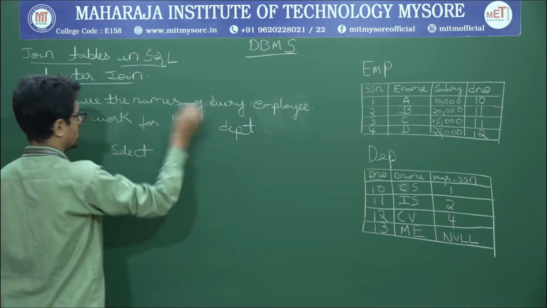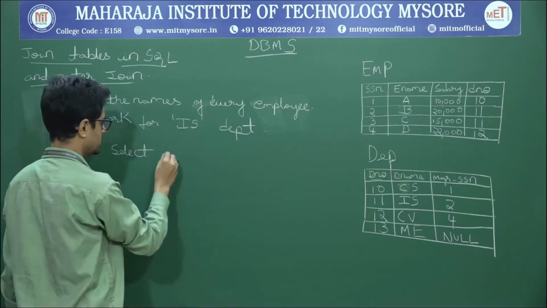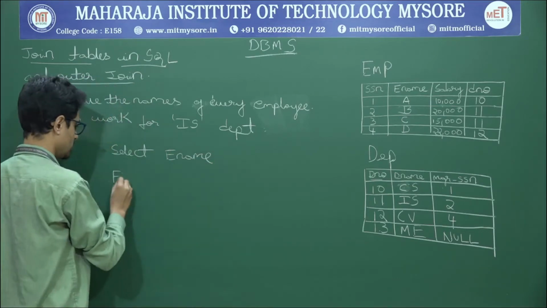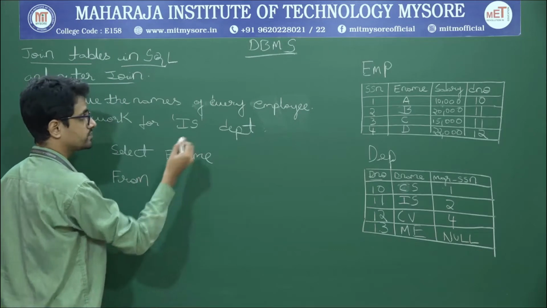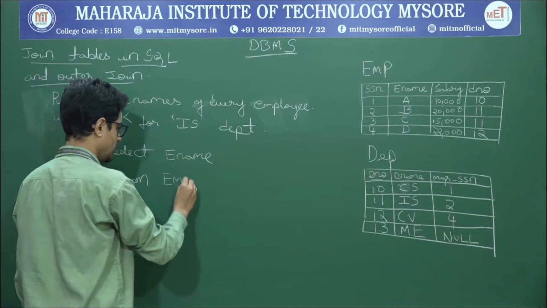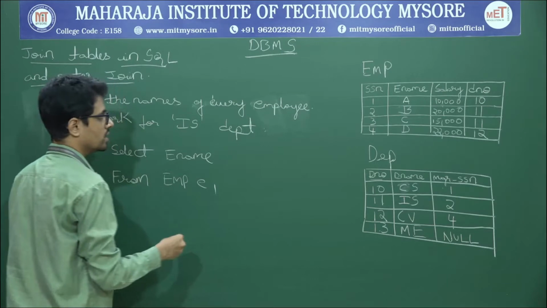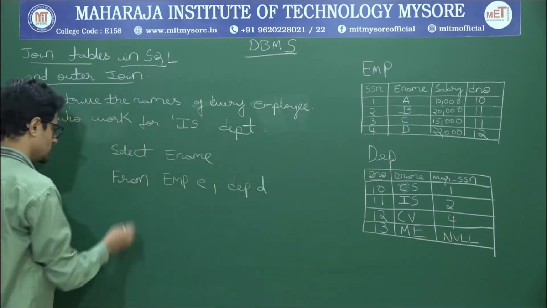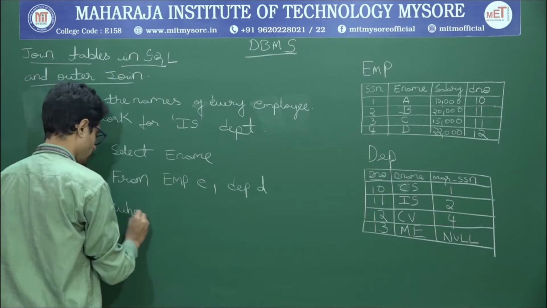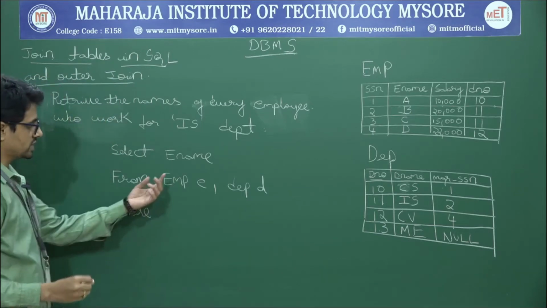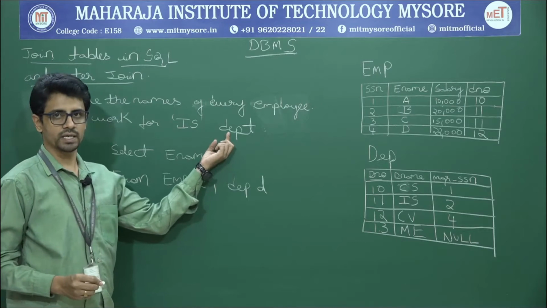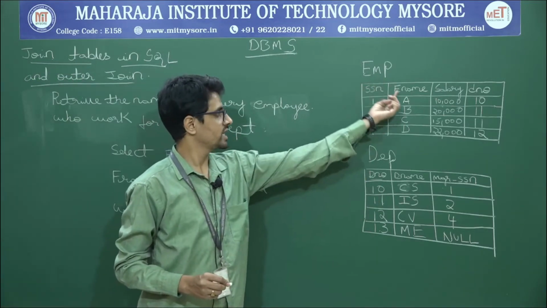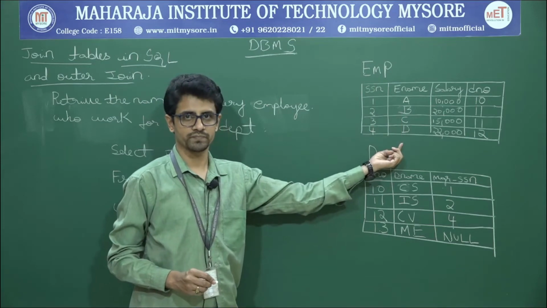select what I want, the name of an employee, so let me take the employee name, from EMP E and department D, for the common attributes. Next, where. The question was asked with respect to the IS department. The department name is in the department table and the employee name is in the employee table, right?